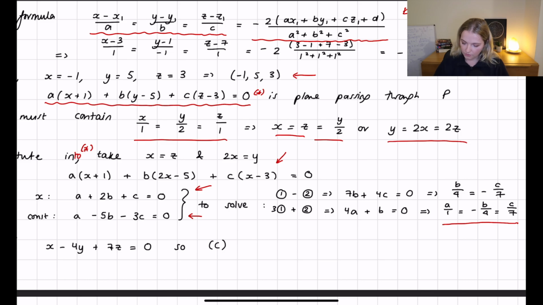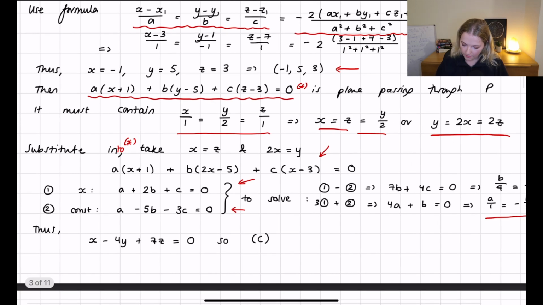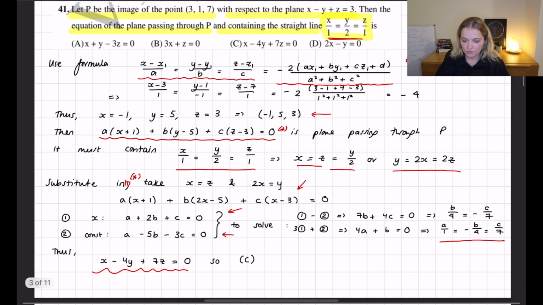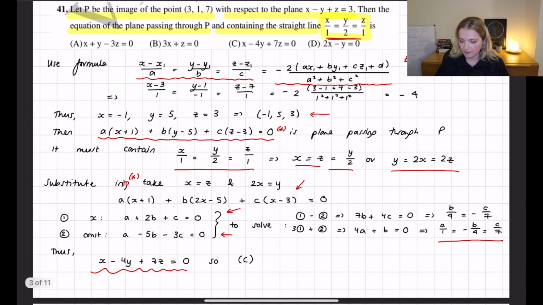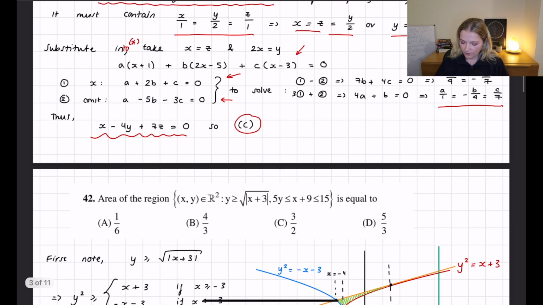And then all you do is you substitute that back into star, and you end up with this equation here, and that is for the plane that passes through P and also contains the straight line given in the question. So that is answer C. Okay, so I thought that question was nice.